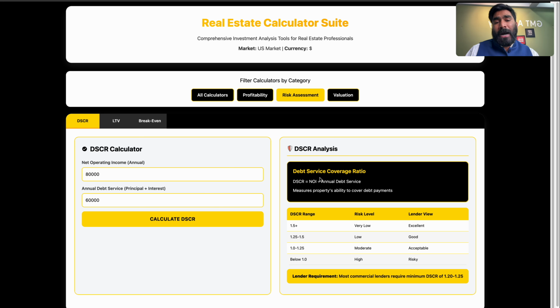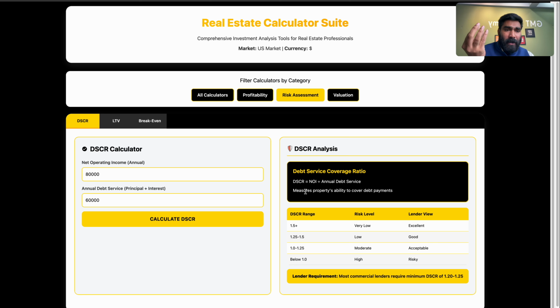If I talk about the debt service coverage ratio, how do we calculate it? Net operating income divided by annual debt service. How much income we have received from the property, you need to compare with the annual debt service obligation. See, the DSCR measures the property's ability to cover debt payment. So this is very, very important.